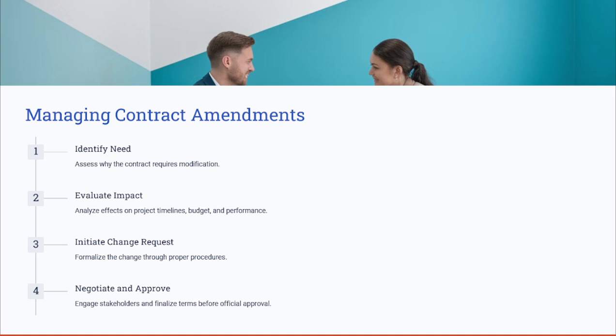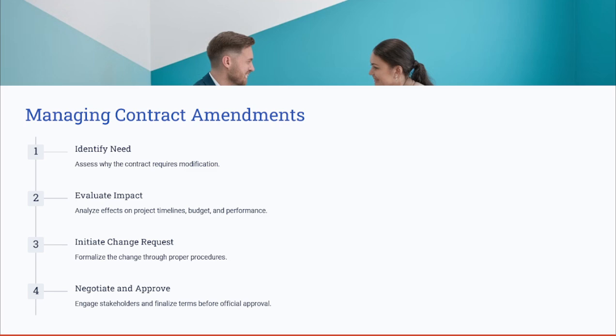The fourth step you can follow is to negotiate and approve the amendment by engaging with the stakeholders and finalizing the terms before official approval. The fifth step is that after you obtain the approval from these stakeholders to change the contract, you need to implement and document the change by updating the procurement records and the project schedules and budget.